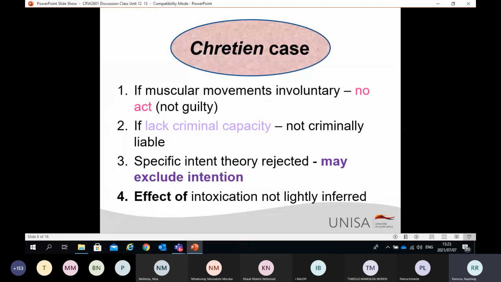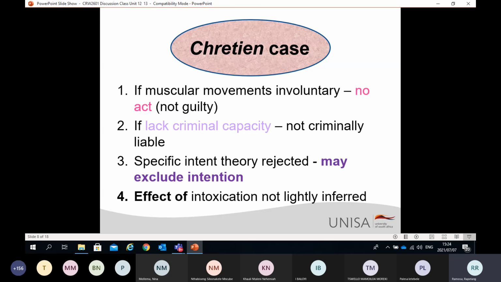If it is proved that because of intoxication, somebody was so severely intoxicated that they were acting in muscular movements, their acts were involuntary, then there is no question of an act that has been performed. And if an act has not been performed, then X is not guilty of that crime and should be acquitted. If it is found due to intoxication that somebody was able to act but lacked criminal capacity, or was so intoxicated as to be unable to appreciate that his conduct was unlawful, or appreciate the wrongfulness of his conduct, or his inhibitions were substantially curtailed, in other words, he could not act in accordance with an appreciation of wrongfulness, then he or she would lack criminal capacity and would not be criminally liable.